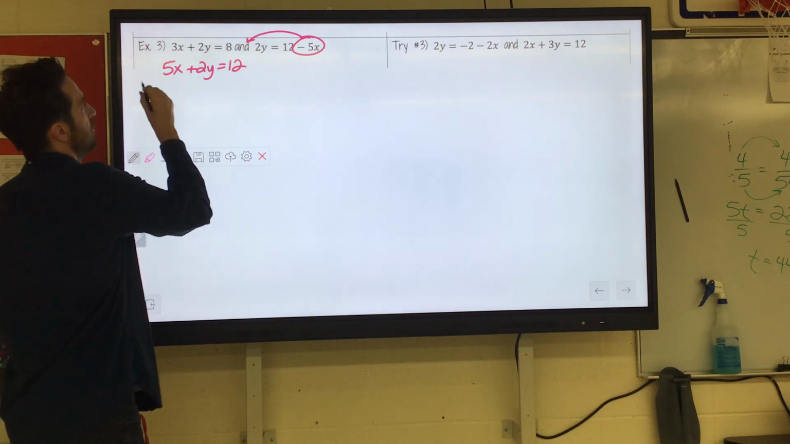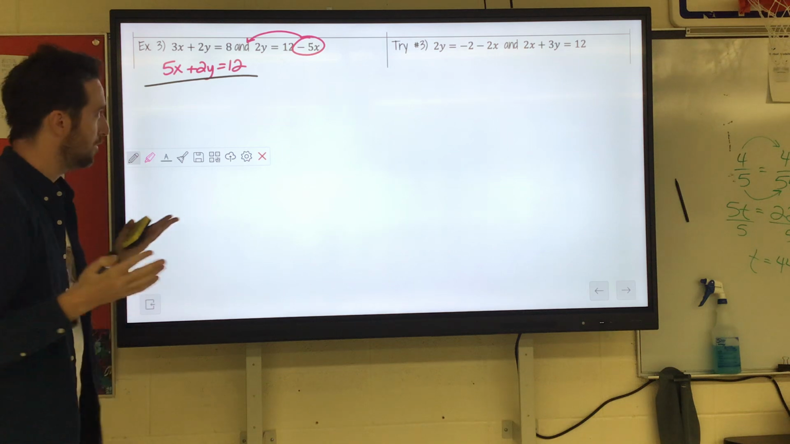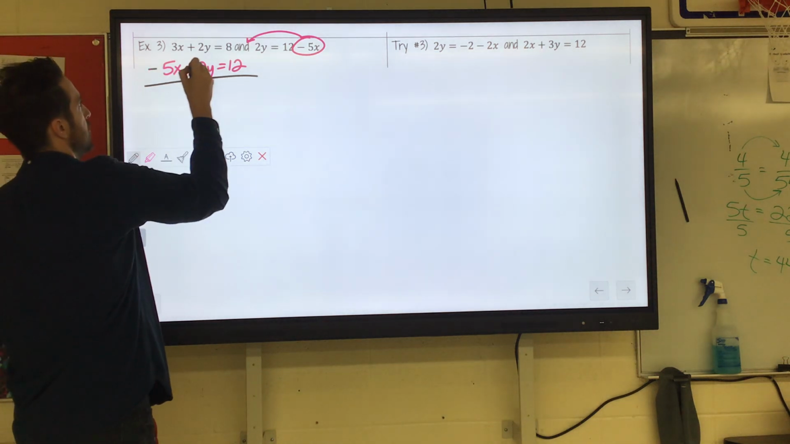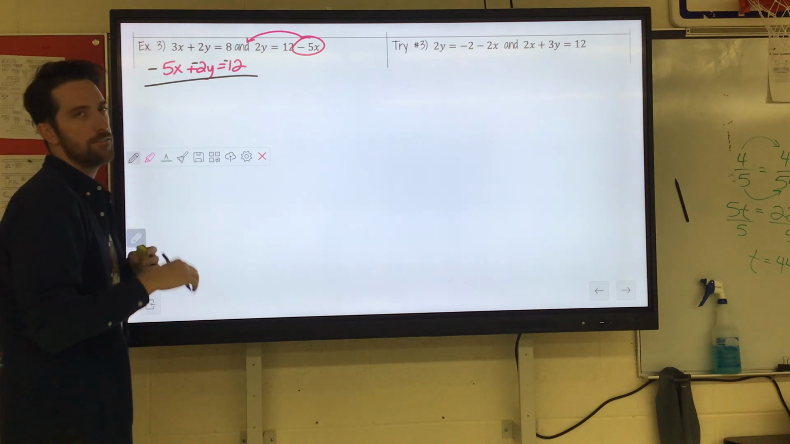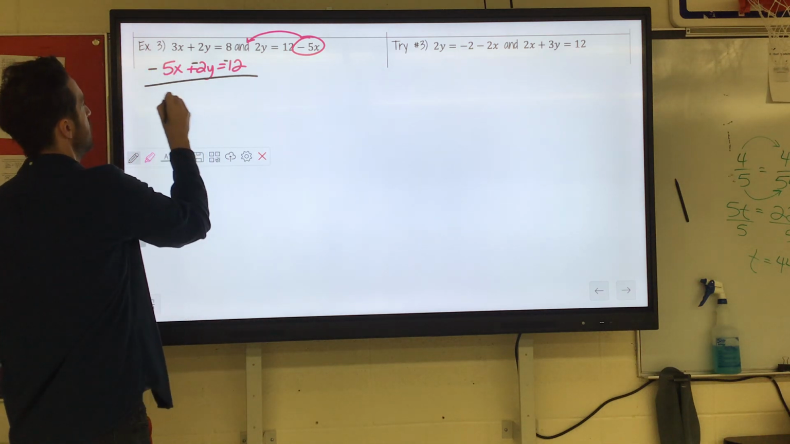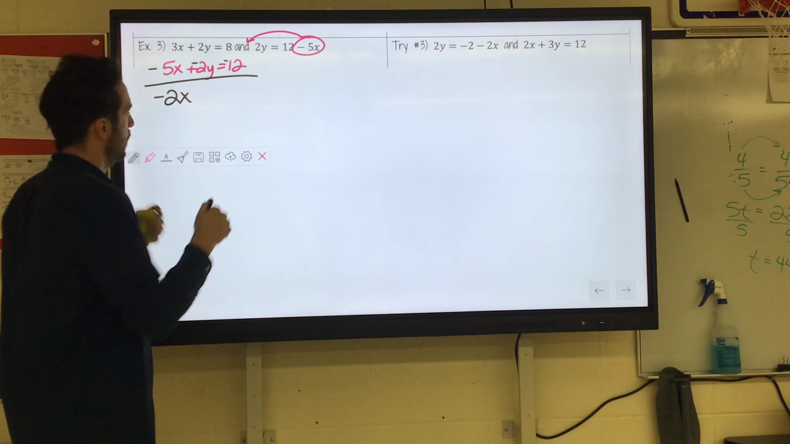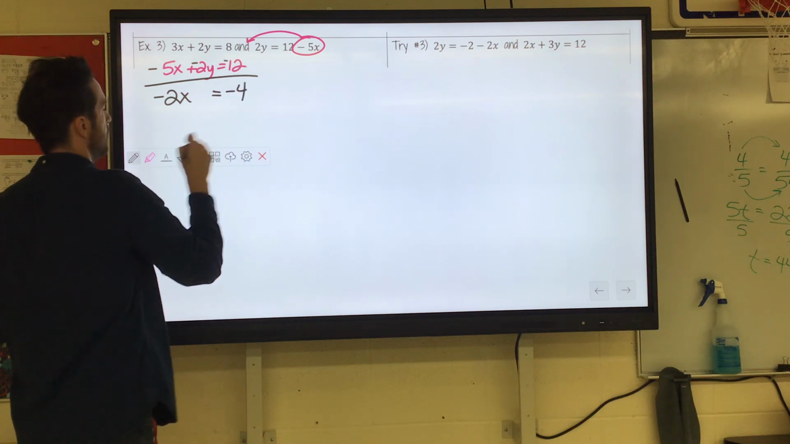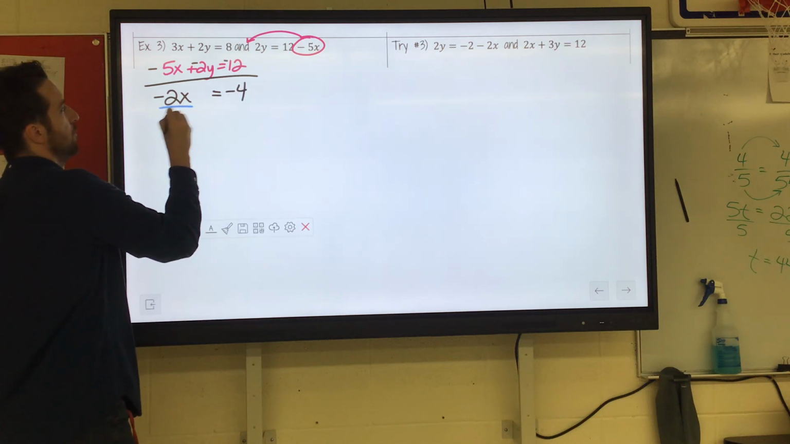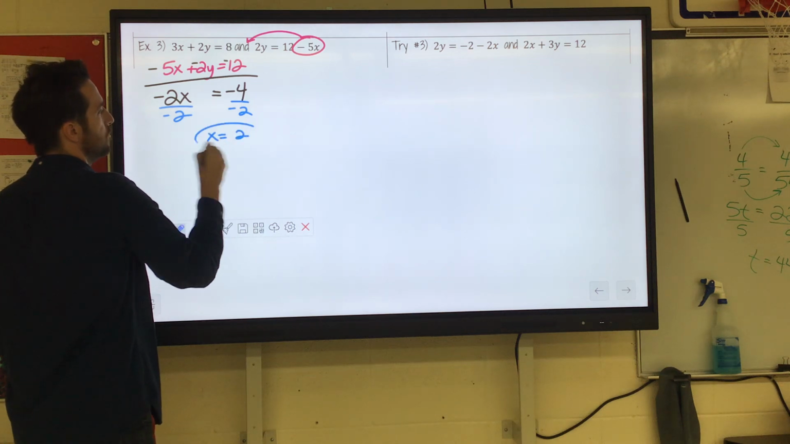Now I notice that both of these are positive 2y. We want one of those to be negative. So we could just go through this equation, make everything the opposite. 3x plus negative 5x, or 3 minus 5 is negative 2x. 2y plus negative 2y, 0y. 8 plus negative 12, or 8 minus 12 is negative 4. So now if we divide both sides by negative 2, we get x equals 2.